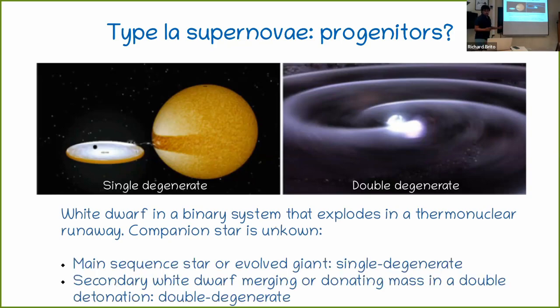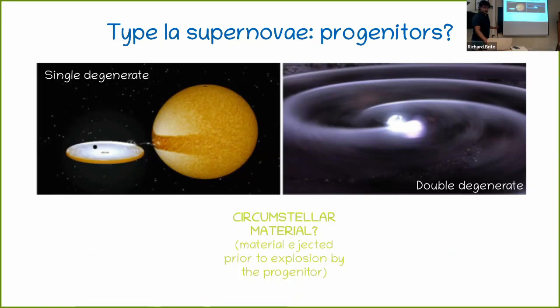So those are the 2 main scenarios, and people debate. Maybe it's a combination of the 2 that actually happens, or maybe it's only one. There is evidence for one, evidence for the other. In particular, I want to talk about one diagnostic, which is the circumstellar material. Circumstellar material refers to material that was ejected from the progenitor before the explosion, right? And this would happen mostly for the single degenerate, because this can have a lot of winds, and through this mass donation, you can have more material that is surrounding. And if we find this material, then probably this is one piece of evidence for this scenario.